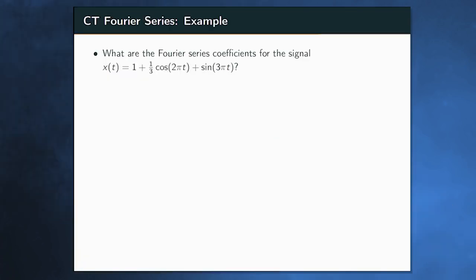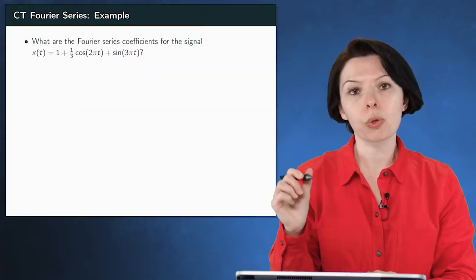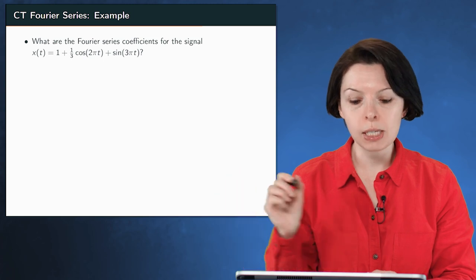Let's take a look at an example of finding the Fourier coefficients of a periodic continuous time signal. The question asks us to find the Fourier coefficients of this periodic signal.